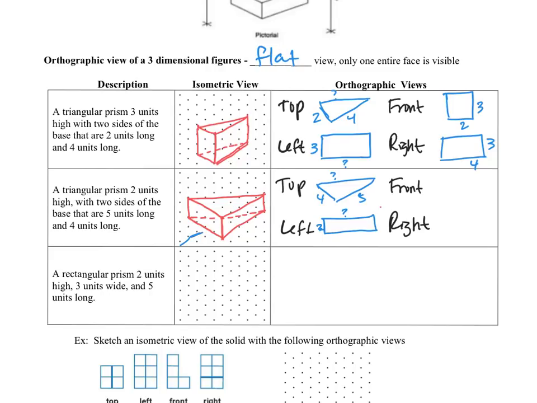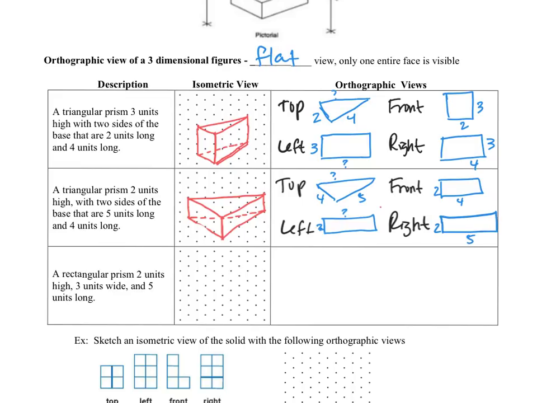The front would be this view. Let me erase that mess, sorry. If you were standing looking at this, you would see this rectangle that measures 2 by 4. So let's draw a rectangle and label its dimensions 2 by 4. And then the right side is if you were coming around this side and looking at this rectangle, you'd see a 2 by 5 rectangle. So 2 by 5.